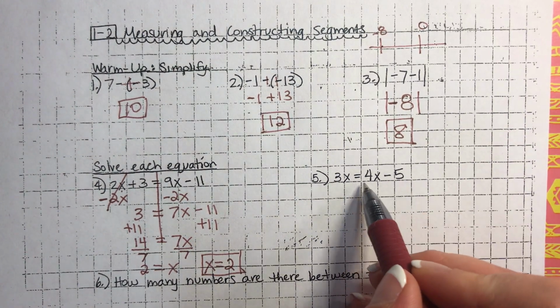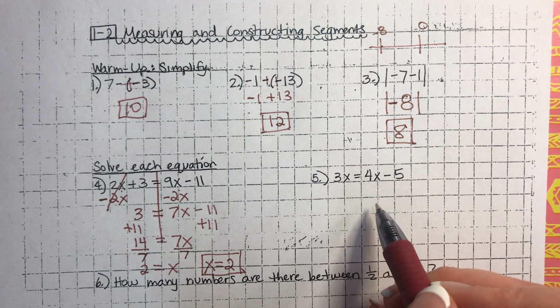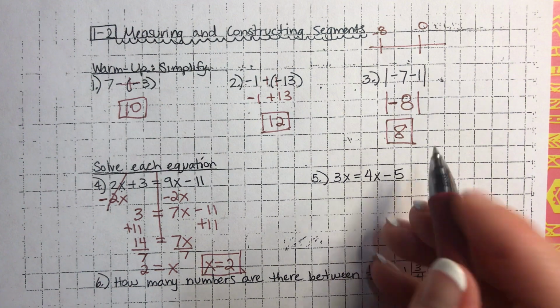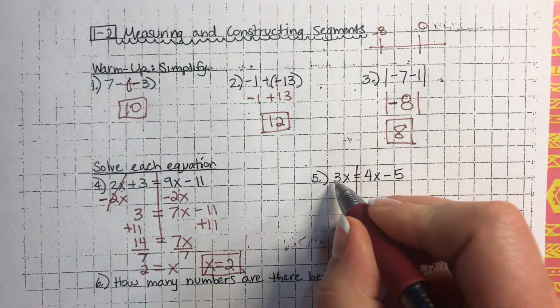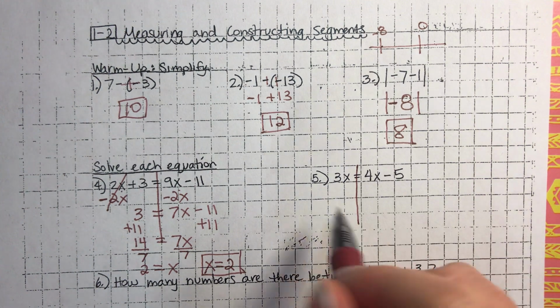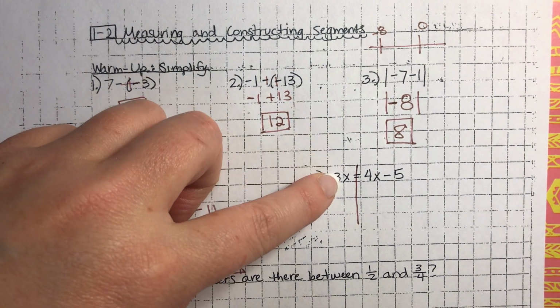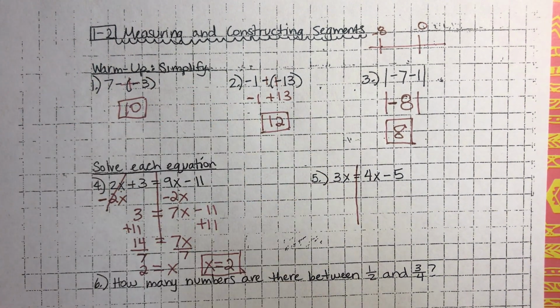Now we have 3x equals 4x minus 5. So if we obviously want to figure out what x is, right? And we notice that on this side of the equation, there's two different x's, one on the left, one on the right. Now what I said before is I always like to move the smaller. So here the smaller would be 3x, right? So I'd move it over there.